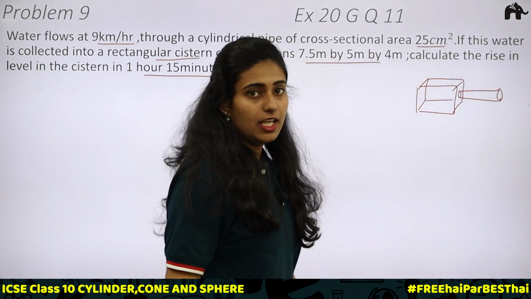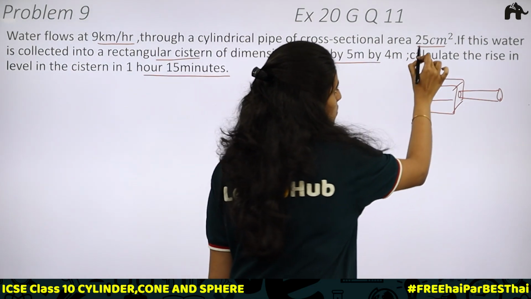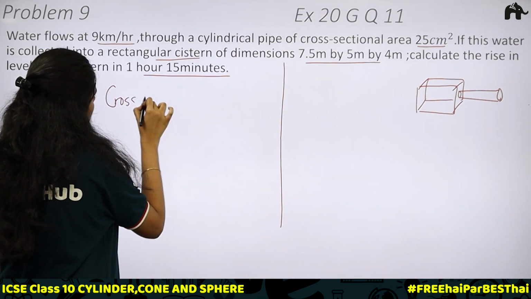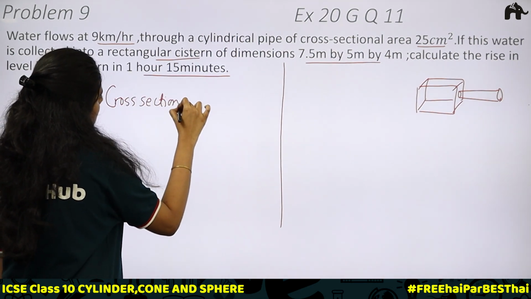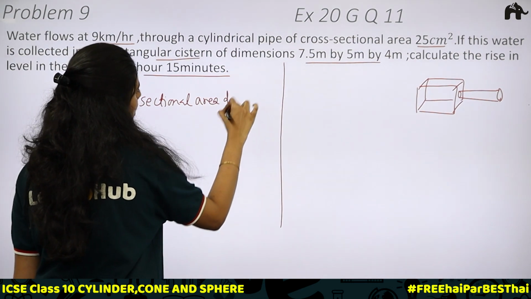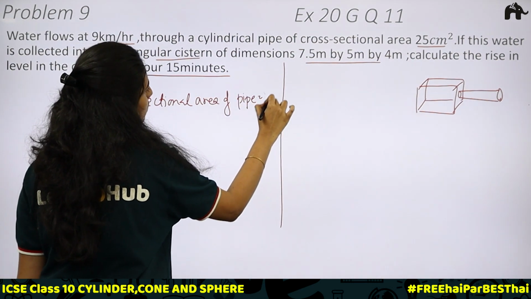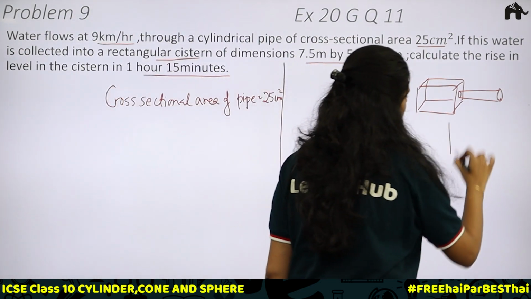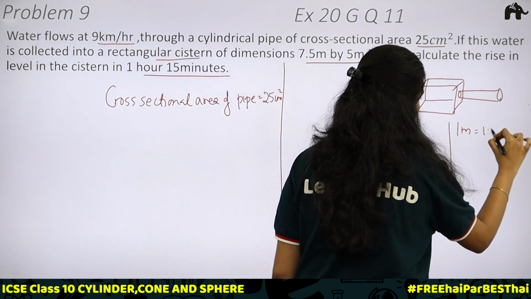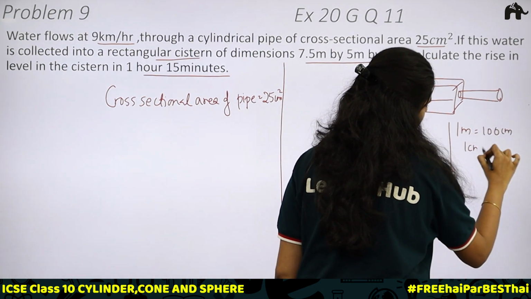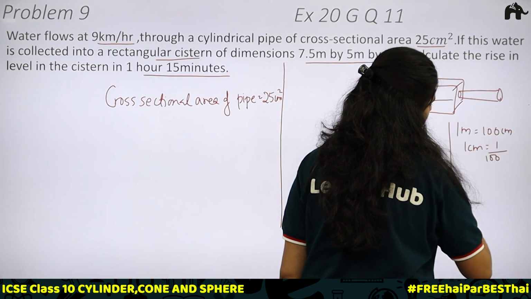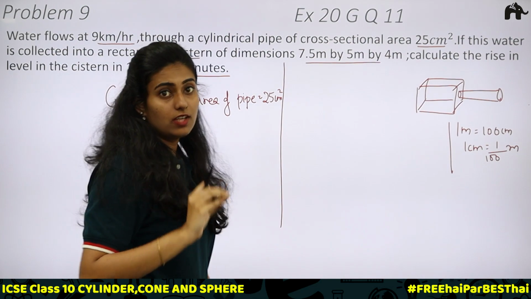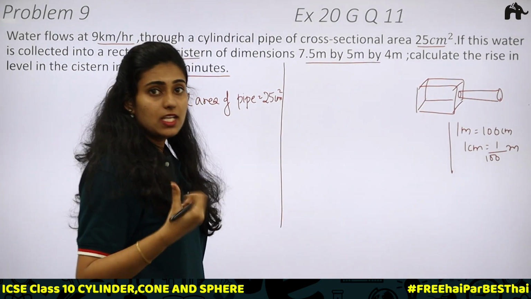Okay, the cross-sectional area of the pipe is given, which is 25 cm square. We know that 1 meter is equal to 100 centimeters, and 1 centimeter will be 1 by 100 meters. Here we have 25 centimeter square, which we need to convert into meter square.